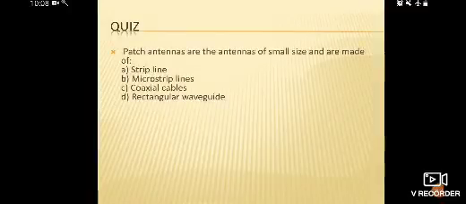Patch antennas are the antennas of small size and are made of. The first one is strip line, the second one is micro strip line, the third one is coaxial cables, and the fourth one is rectangular waveguide. So what is the option? Please note this question.